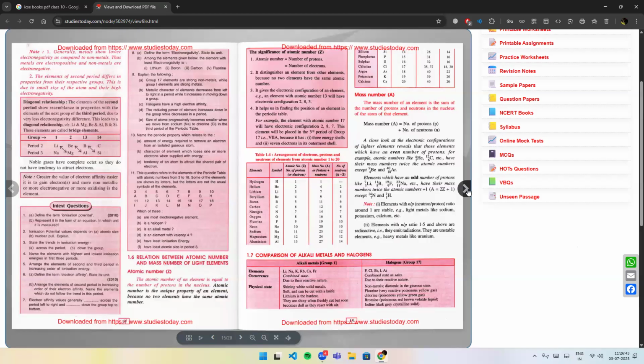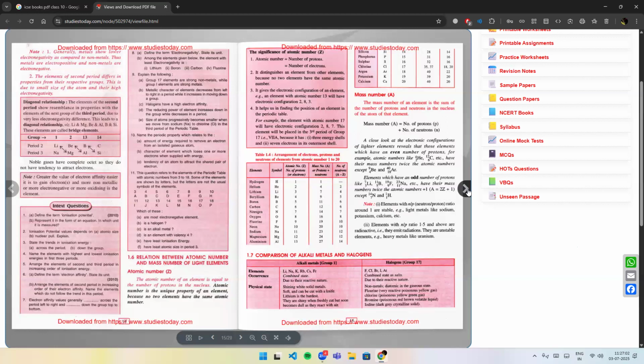It gives the electronic configuration of an element. It helps us in finding the position of an element in the periodic table. Mass number, represented by A. The mass number of an element is the sum of the number of protons and neutrons in the nucleus of the atom of that element.